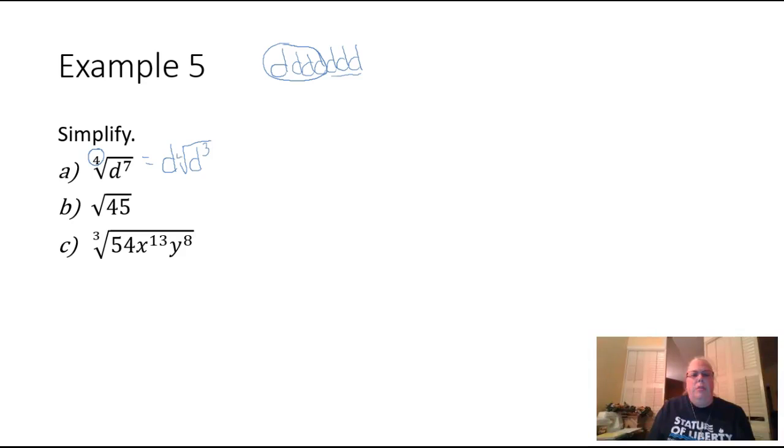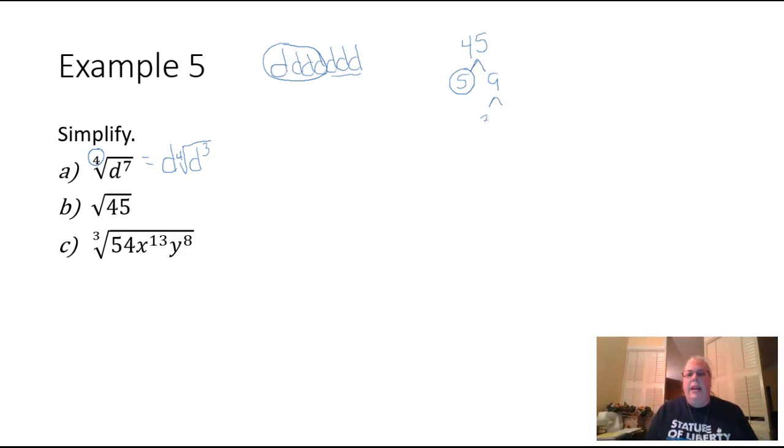And don't forget to put that index back on there. That's a common mistake on a test and on homework. All right, 45 will come off over here to the side, just like we did with the 125 earlier. All right, 45, since it ends in 5, I know 5 is going to go into it. And it's actually 5 times 9.